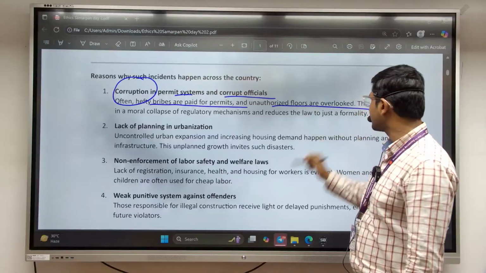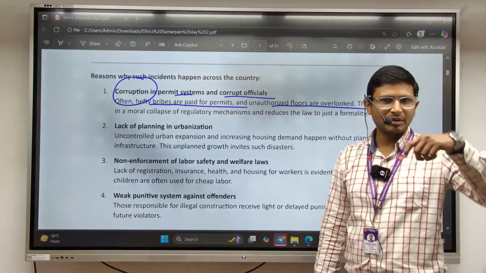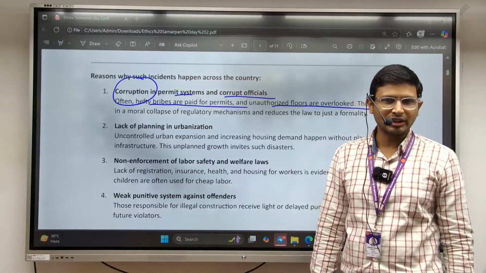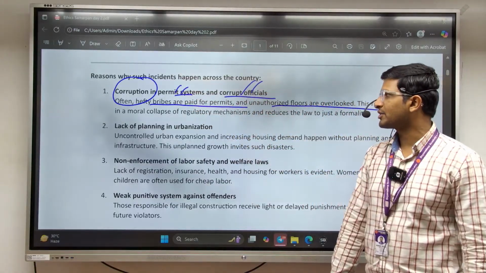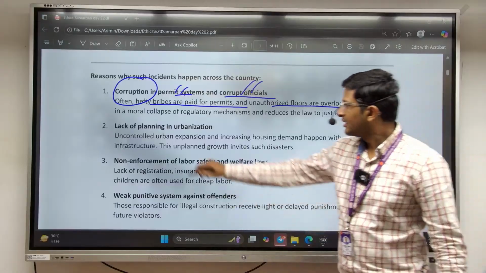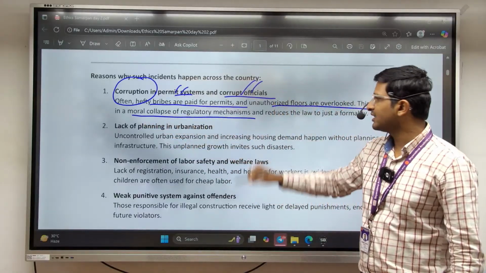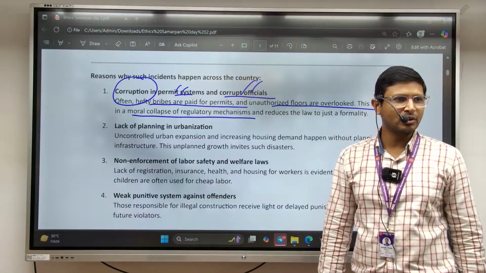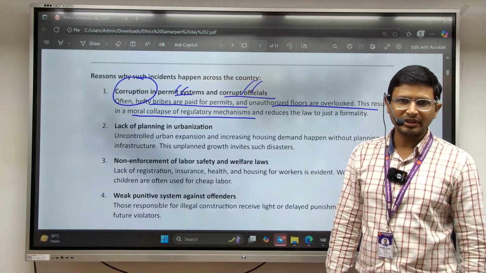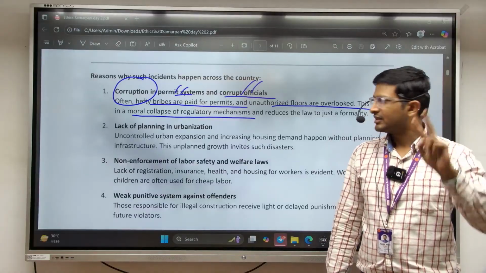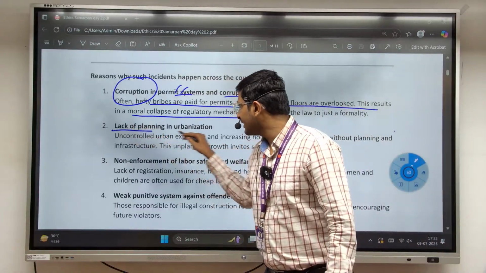Unauthorized floors, for giving permission for unauthorized floors. So of course there is a corruption in permit system, and there is the corrupt officials, okay. Moral collapse of the regulatory mechanism that happened here. The people working in the regulatory authorities, there is a moral collapse on them. They are not following the morality while doing the corruption. First. Second reason, lack of planning in urbanization.